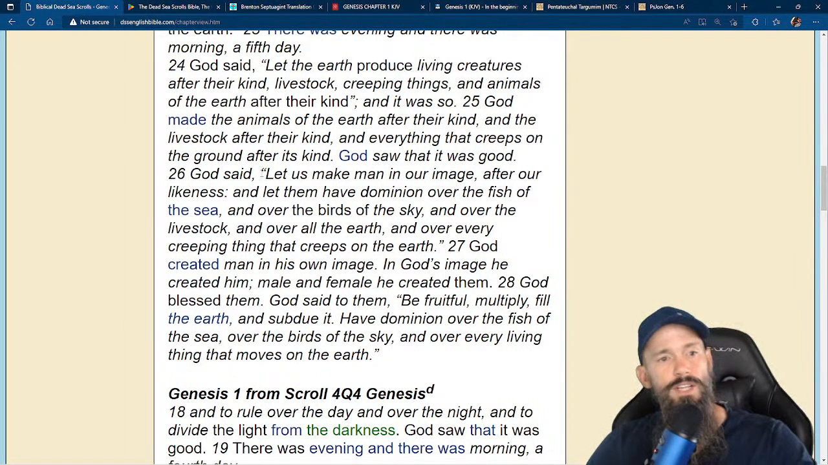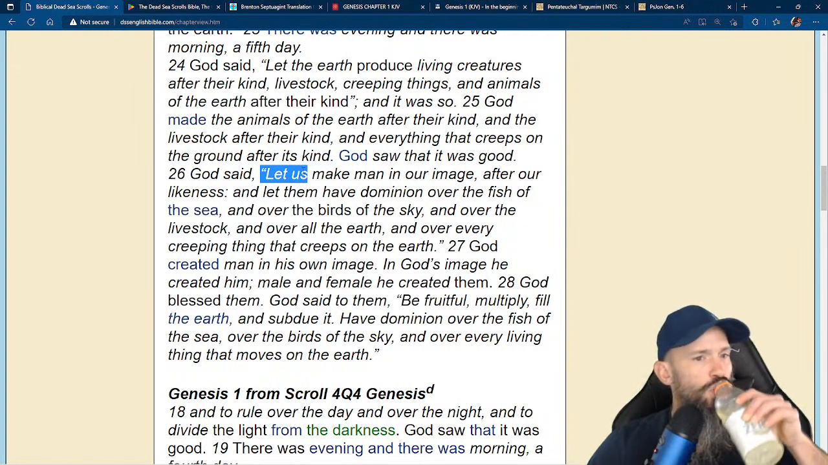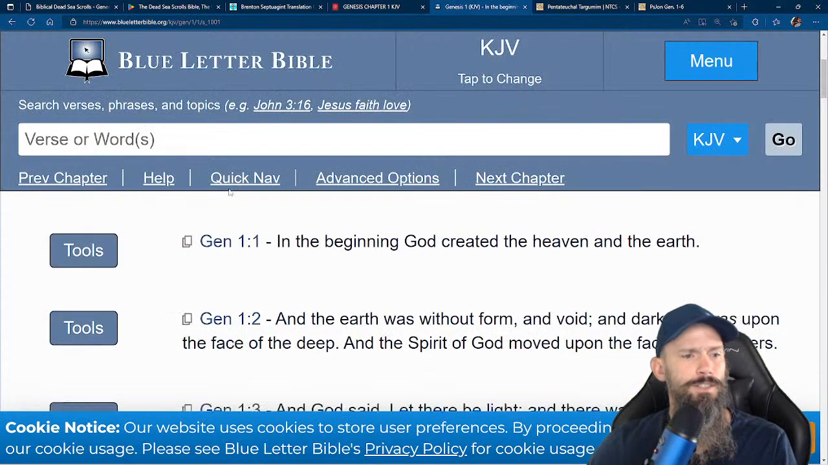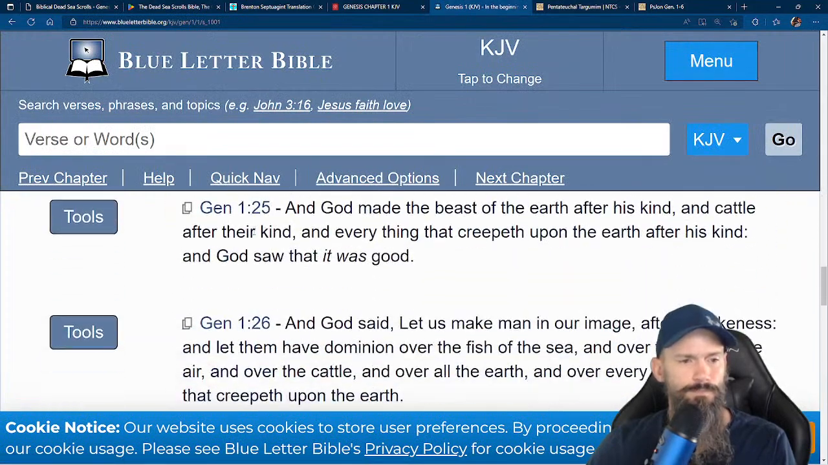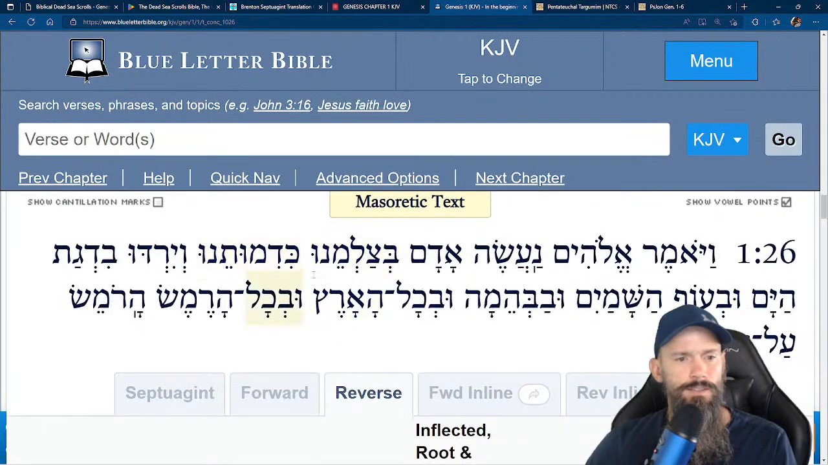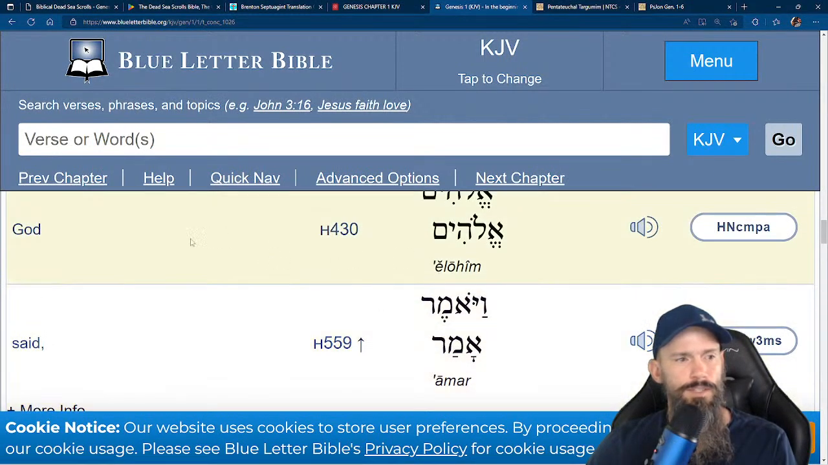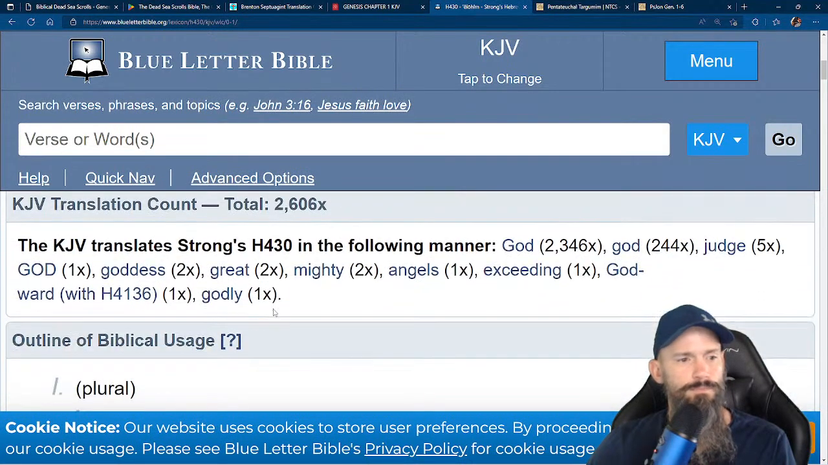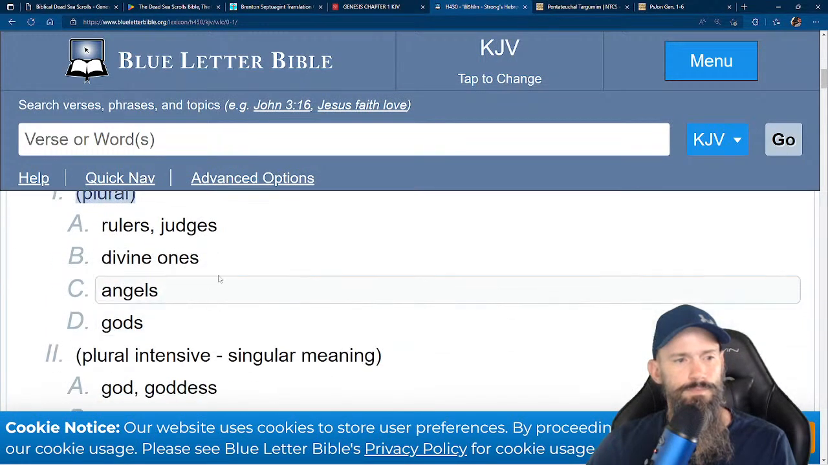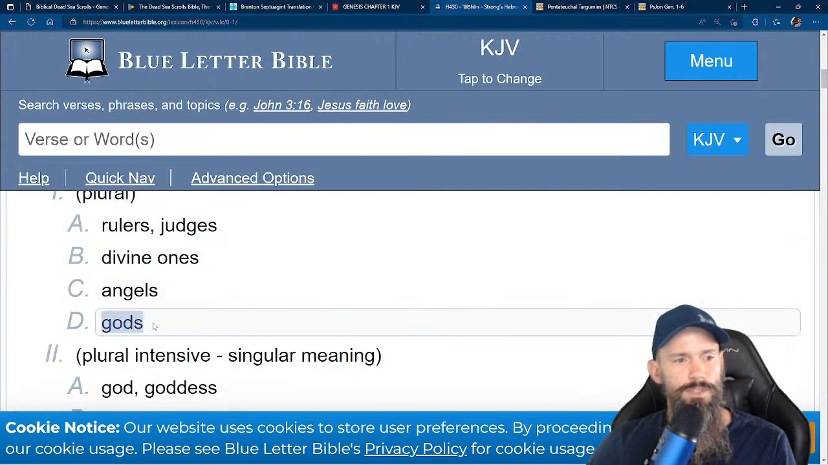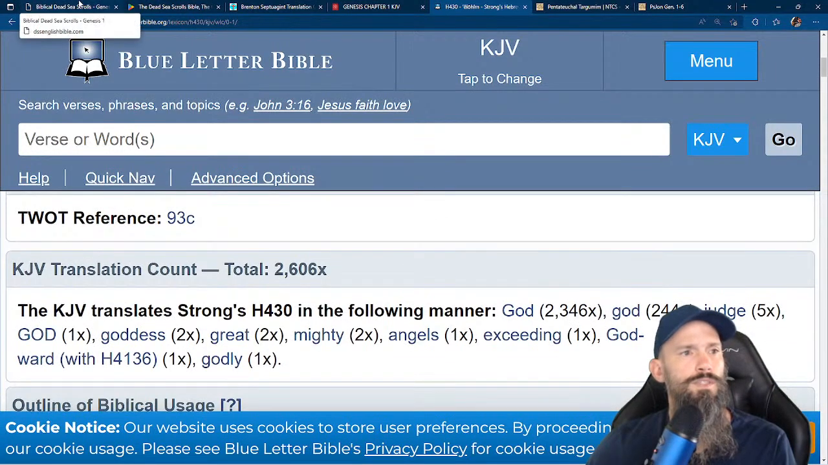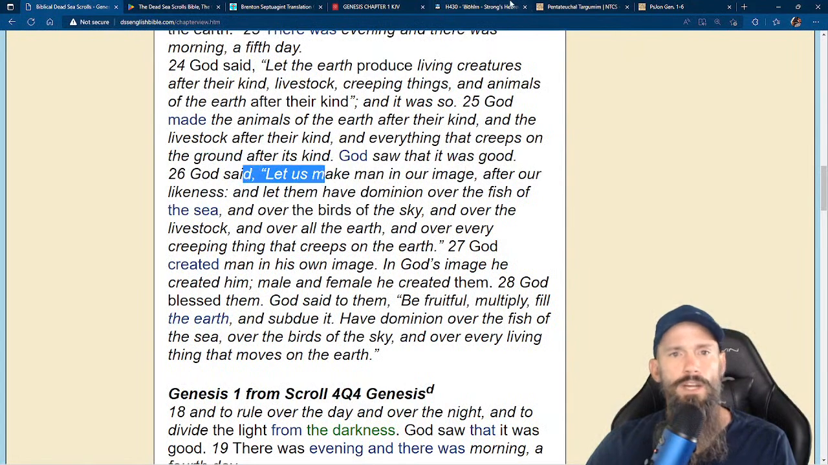So he said, let us make man in our image. And God, Elohim, H430, Elohim is plural. Rulers, judges, divine ones, gods, plural. So you see here, he says, let us make man in our image.